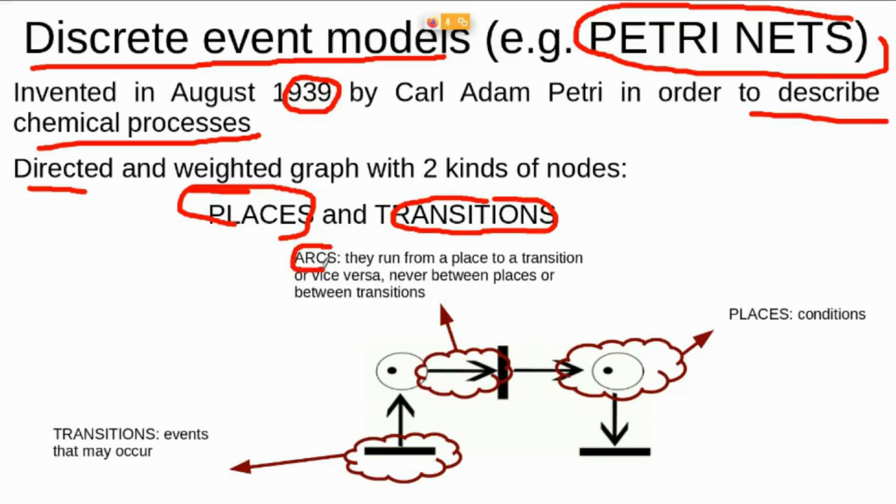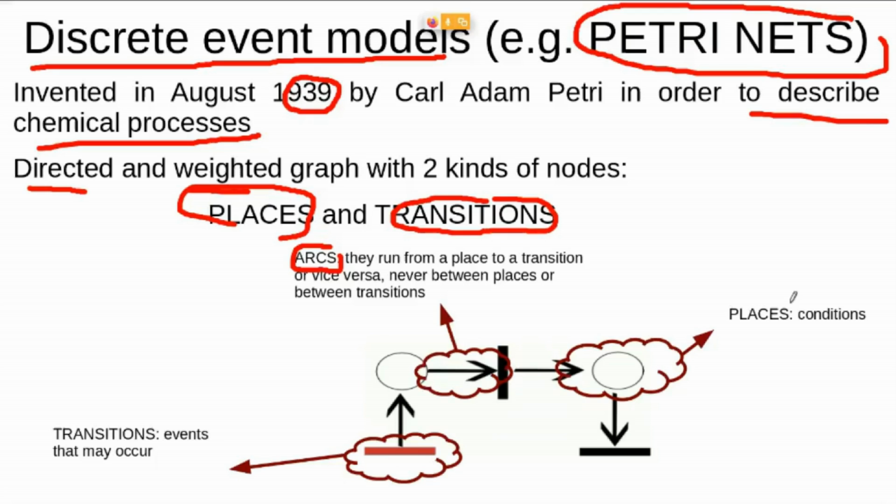These arcs will connect a transition to a place or a place to a transition, but the arcs cannot connect the same type of elements in a Petri net. So you will not find an arc between two transitions or between two places. Arcs will always go from a place to a transition or from a transition to a place.